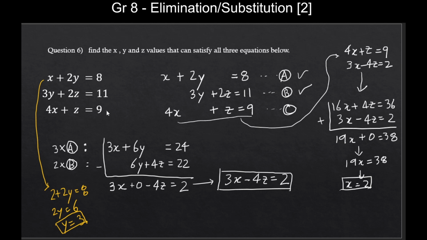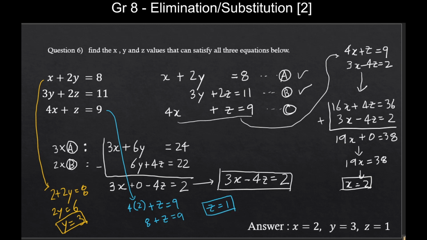This time I'll use this one, the last one. 4 times our x value is 2, so 4 times 2 plus z should equal 9. 8 plus z is equal to 9, so that means our z value is 1. There we found all the x, y, and z values.